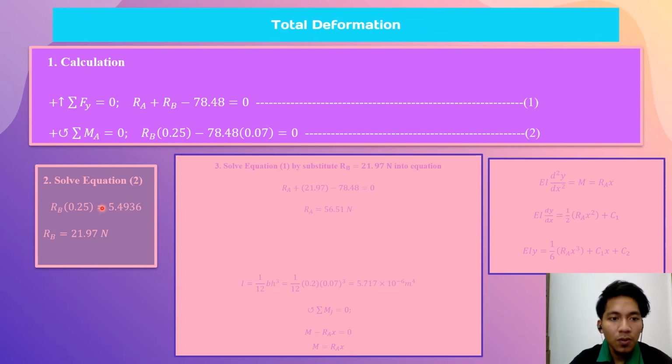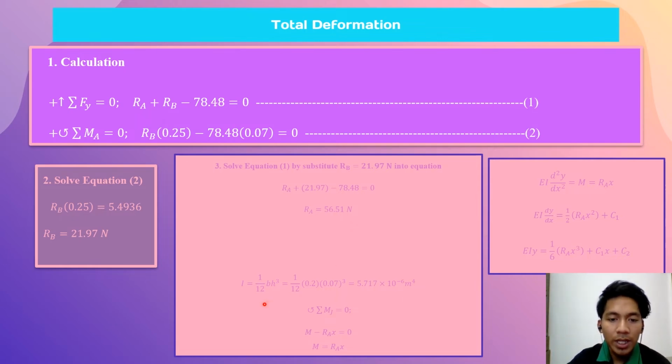So step 2, we solve equation number 2 by plugging in the values, and we will get the value for RB, which is 21.7 Newton. Step number 3, we will solve equation number 1 by substituting the value of RB from the previous step into the equation, and we will get the RA value equal to 56.51 Newton.